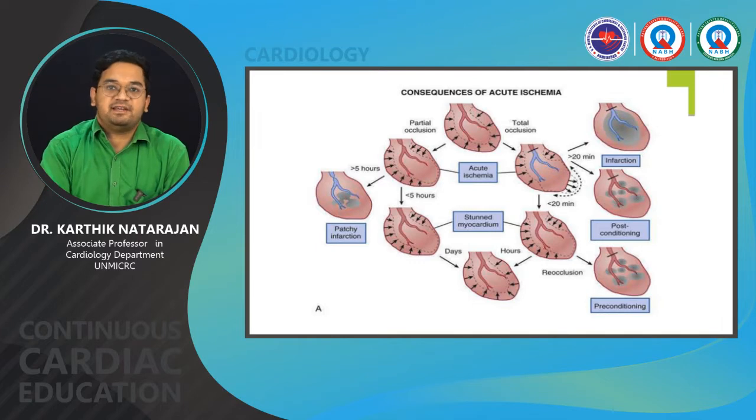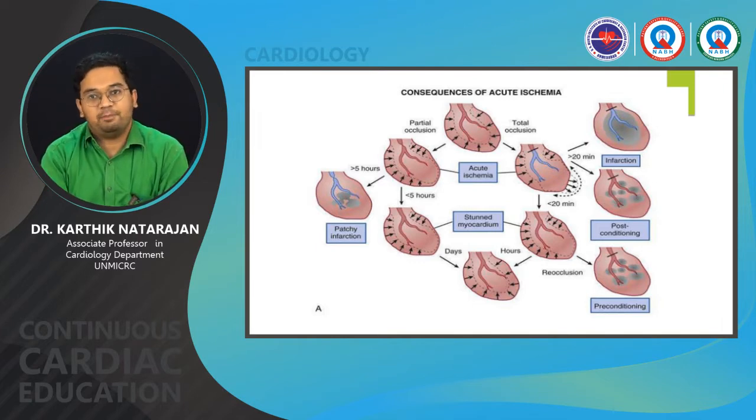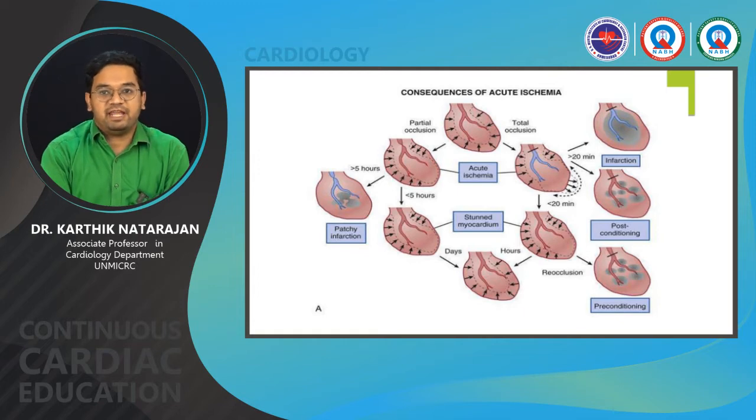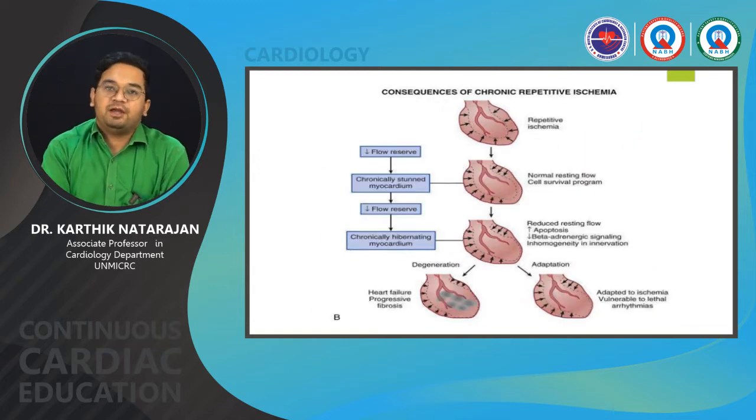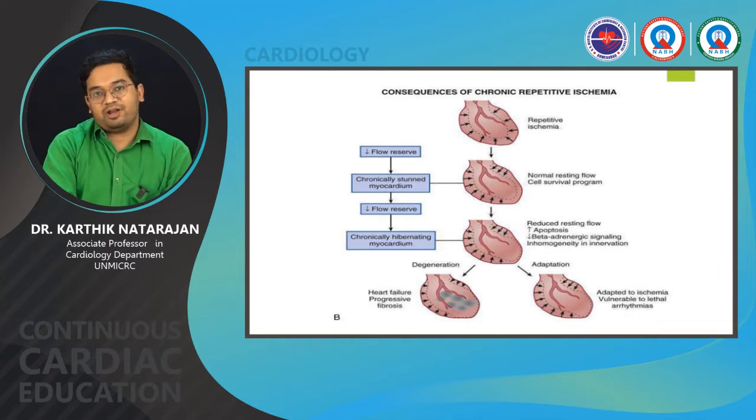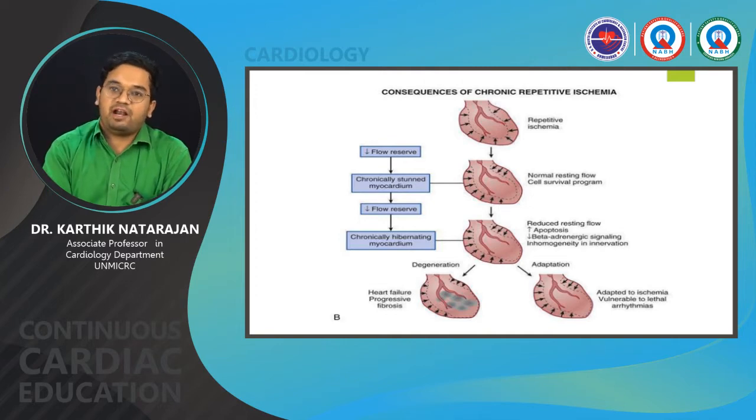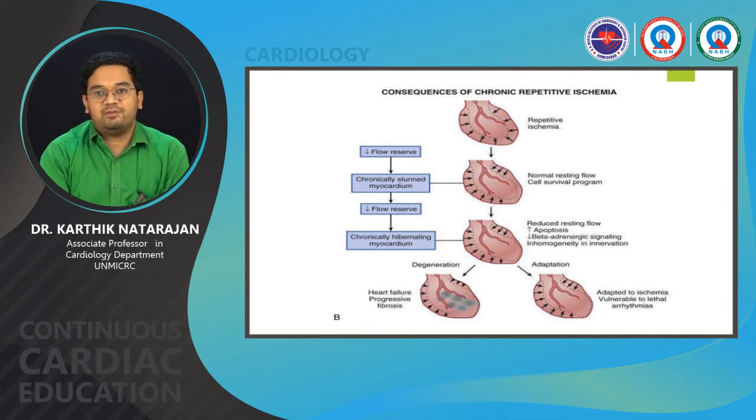You can see that there is acute ischemia with a partial or total occlusion giving rise to either a patchy or complete infarction with pre and post conditioning. With chronic repetitive ischemia, what happens is there is initially a chronically stunned myocardium and then it goes to a chronically hibernating myocardium. A hibernating myocardium, although it has metabolically adapted itself, remains vulnerable to lethal arrhythmias.